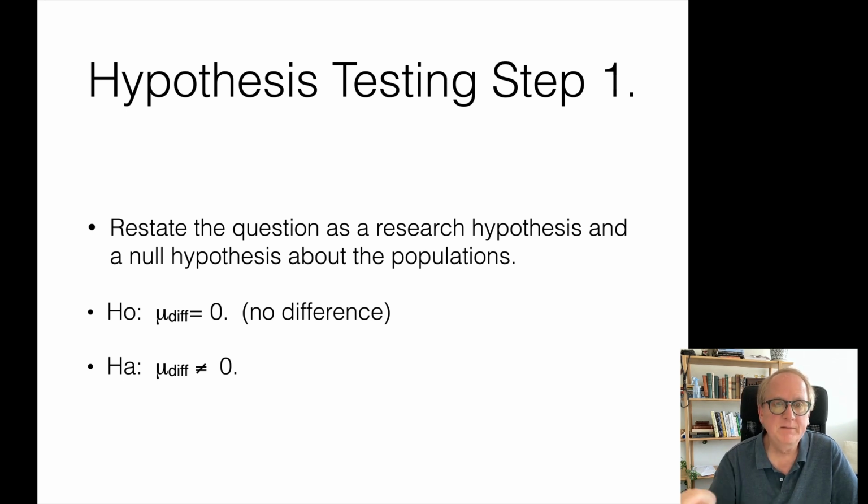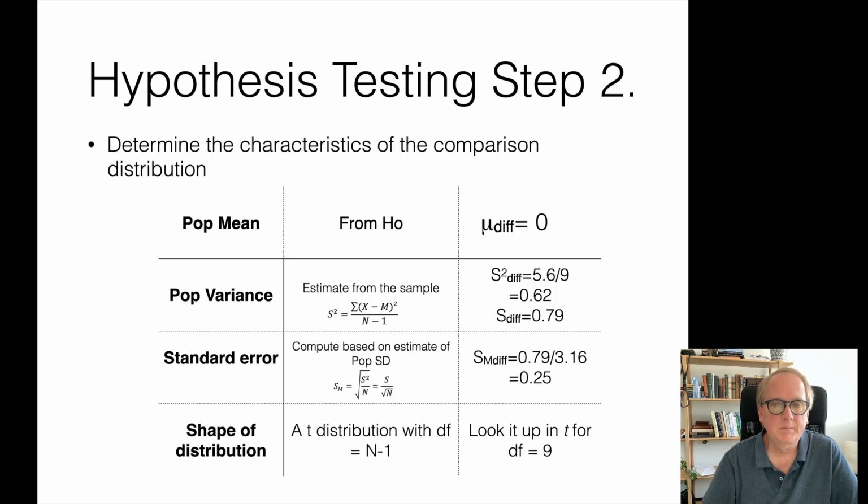So the mu of the difference scores would be 0 out there if there is no real effect of this recording. If, however, the recording does have an effect on yawning, that would mean that the mean of the differences is not equal to 0. Okay? So that's our alternative hypothesis, that the mu of the differences is not equal to 0. So there's step 1. Let's go to step 2.